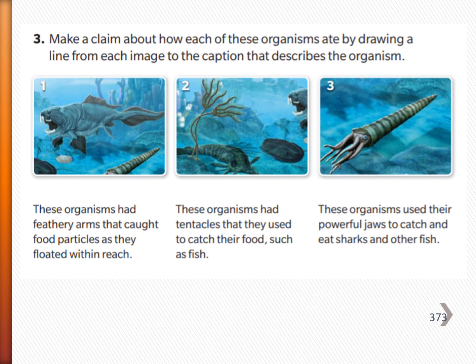Picture number 1 is excellent. These organisms used their powerful jaws to catch and eat sharks and other fish. Do you see their powerful jaws? Very good. Picture number 2. Excellent. These organisms had feathery arms that caught food particles as they floated within reach. And the last picture. Excellent. These organisms had tentacles that they used to catch their food, such as fish. Can you see the tentacles? Very good.